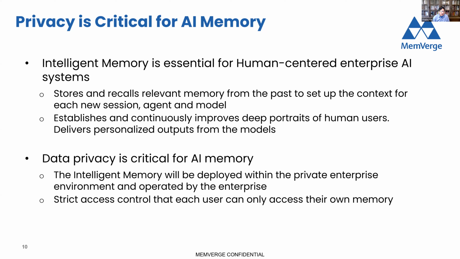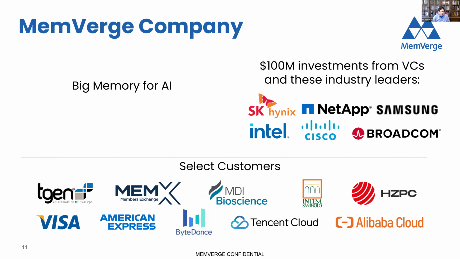Just to introduce MemVerge as a company, we have been around for almost 8 years now, and from the beginning we have been working on big memory. Over the last couple of years, we have been focusing more on big memory for AI, both the intelligent memory that we introduced as well as the underlying infrastructure that enables it. We have got about 100 million in investment from financial VCs as well as industry leaders and our customers in financial services, in high performance computing, as well as in cloud service providing.